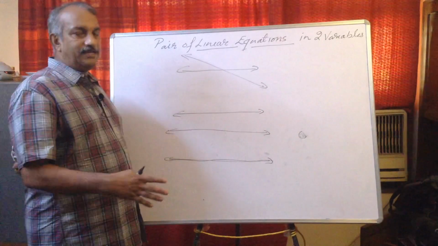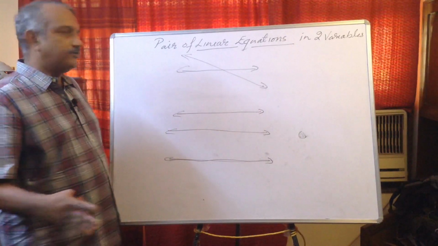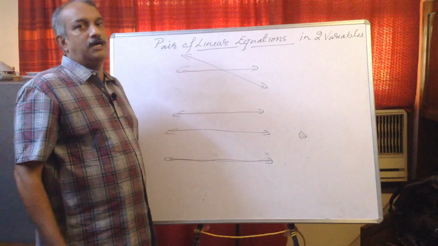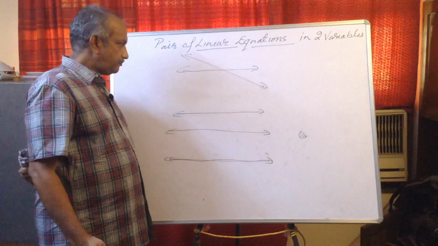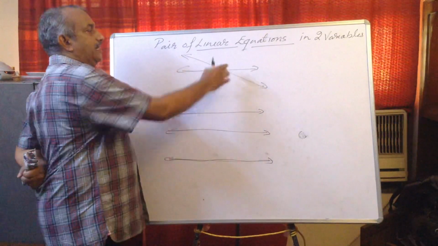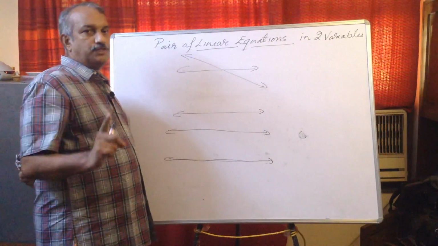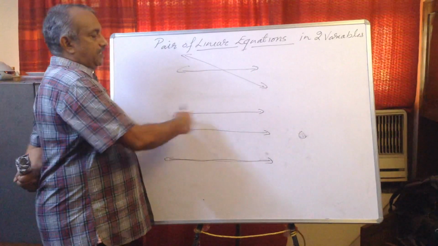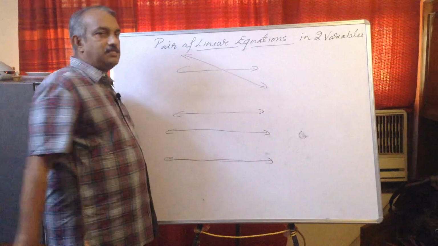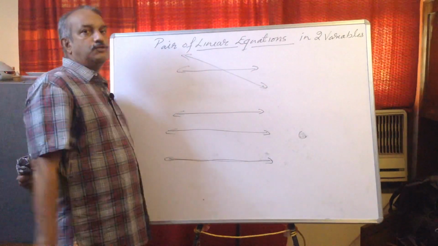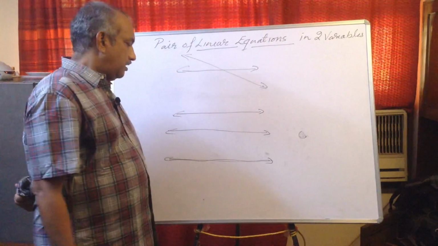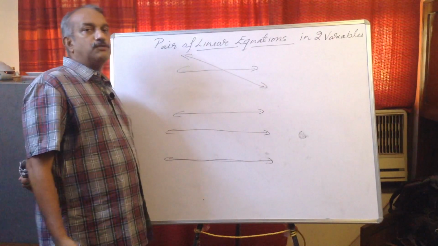So there are two lines in the Cartesian plane, and the possibilities are they may intersect, they may be parallel, or they are coincident. Now if they intersect at a point, then we'll say they have a unique solution, one solution. And if they are parallel to each other, then we say there is no solution. And if they are coincident, they have infinite solutions we say.